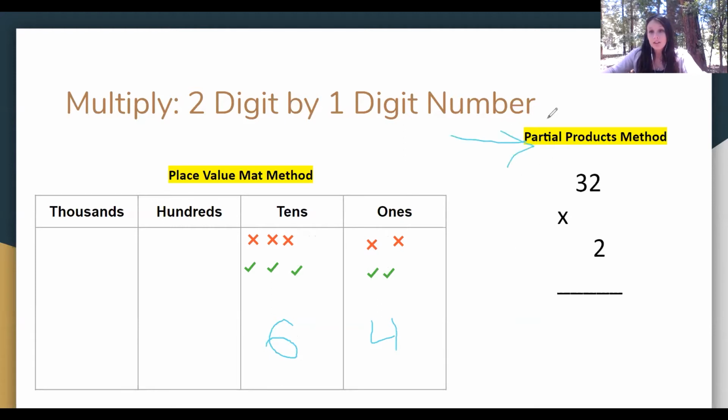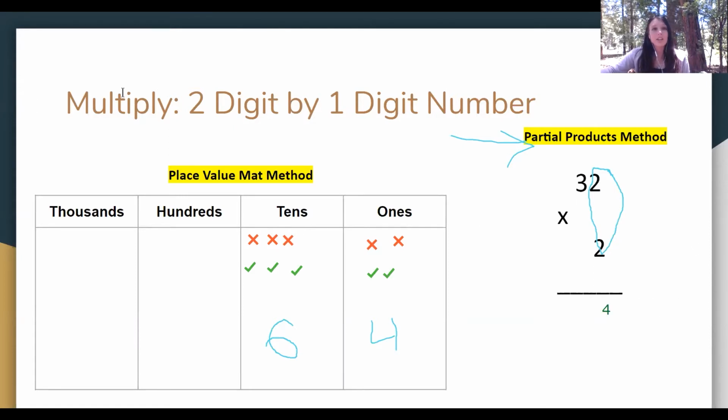Now let's try this again using the partial products method right here. So we have 32 times 2. What we're going to do is do it just like we did in the place value mat method. So I'm going to grab my pencil first. We're just going to multiply 2 times 2. Now what's 2 times 2? 4, right? So I'm going to write a 4 directly below it, just like that.